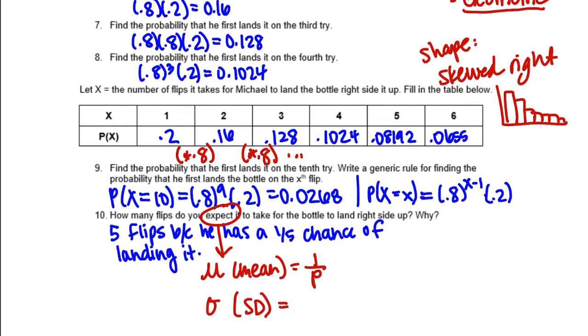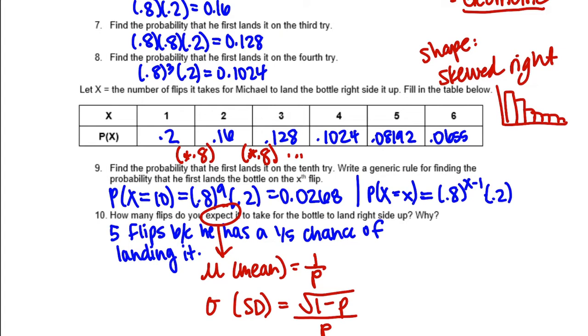And then here's our formula for that. It's the square root of 1 minus p, all over p. We don't have to derive that one, you just have to know that. It's on your formula sheet, so you don't have to memorize it. What else did I want to tell you about geometric distributions?